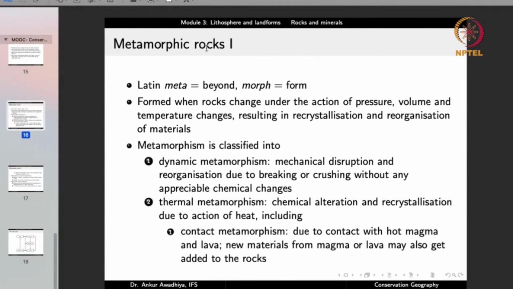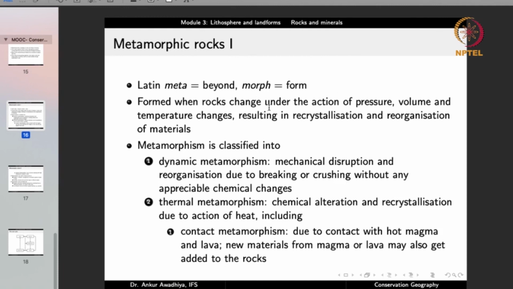So, these rocks have gone through a process which turns their form into something that is beyond what they originally were. So, it changes the form. And how does the form change?